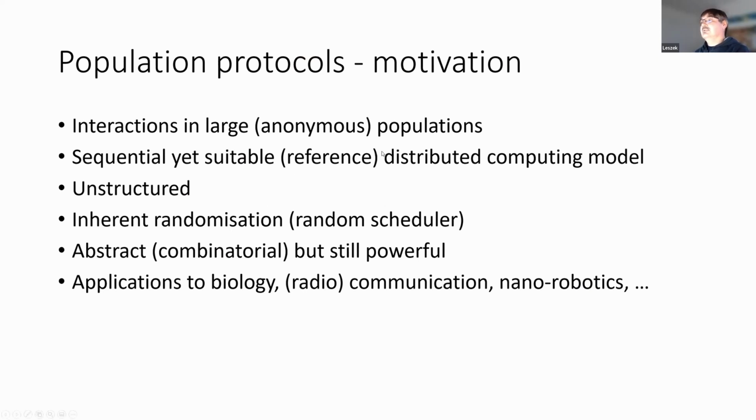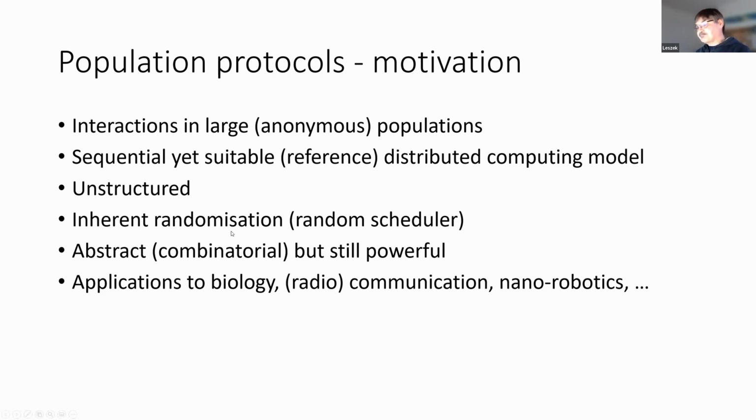A little bit of motivation. Why do we use population protocols? It's just to model interaction in large and in particular anonymous populations. The model itself is inherently sequential, but it could be interpreted in such a way that it gives a pretty nice, even reference, distributed computing model. There is no structure in the model. This is a completely unstructured model. This is why it's so perfect for the distributed model.